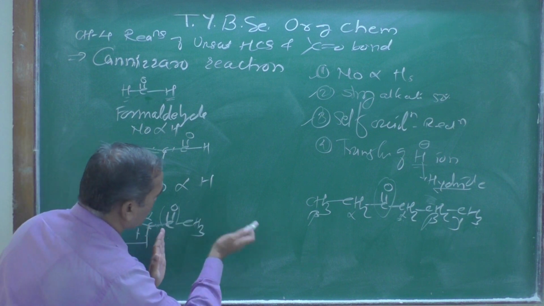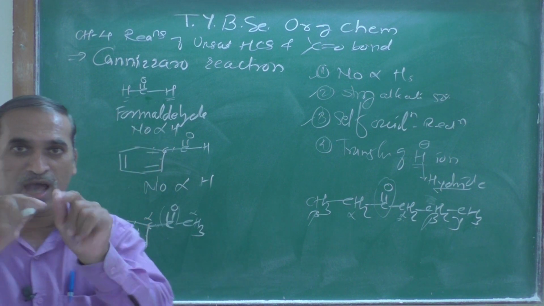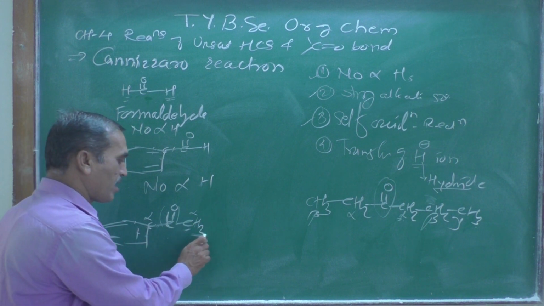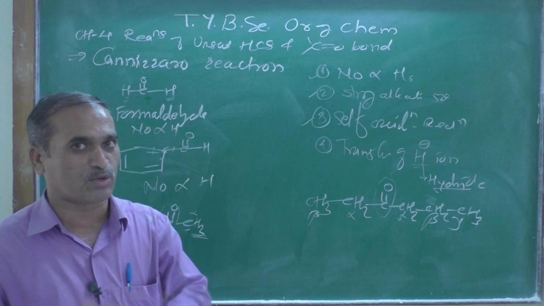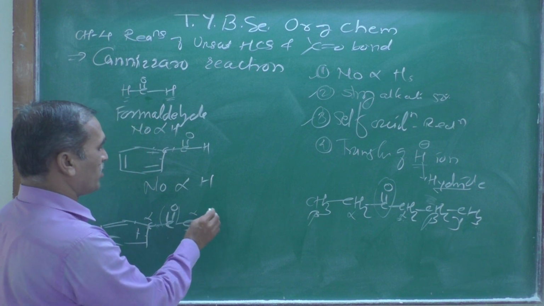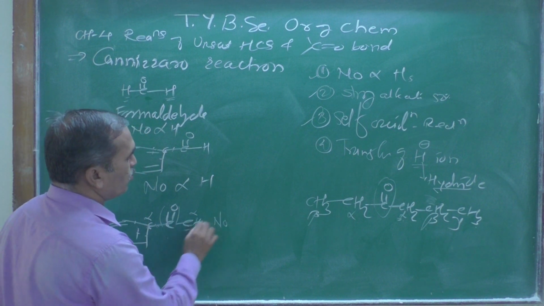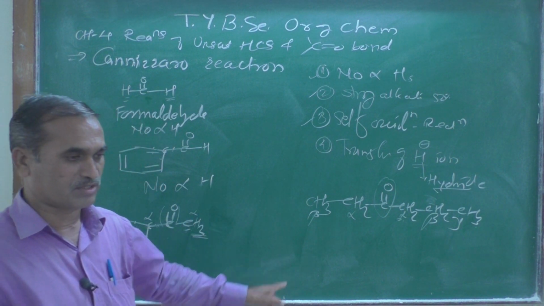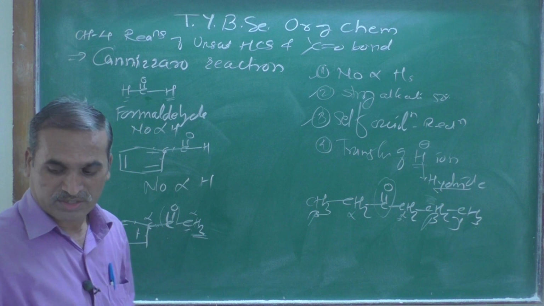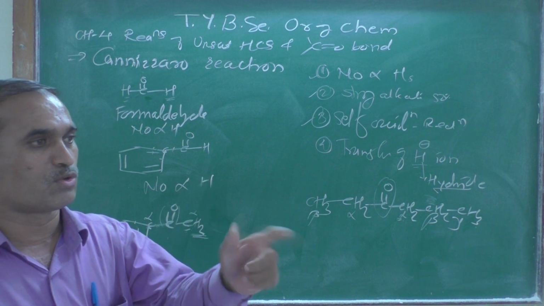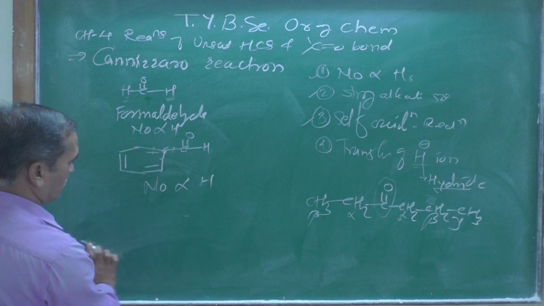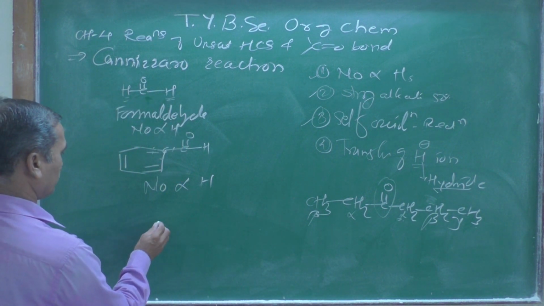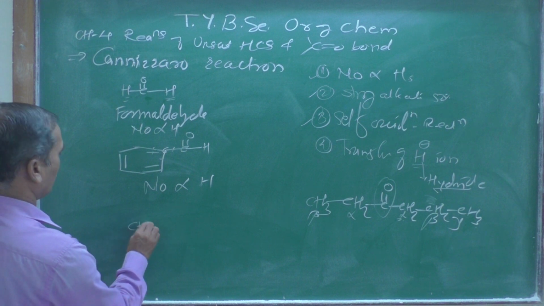And on this side, this is also an alpha carbon atom, but this alpha carbon atom is carrying 3 hydrogen atoms, and therefore there will be no Cannizzaro's reaction. It does not undergo Cannizzaro's reaction. Understood this one? So acetophenone does not undergo Cannizzaro's reaction.